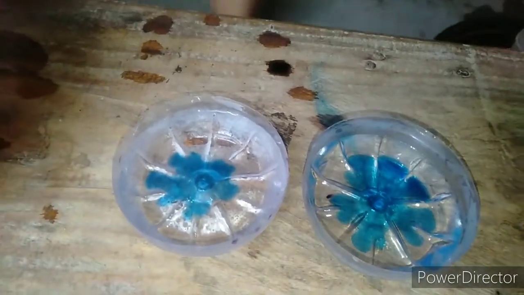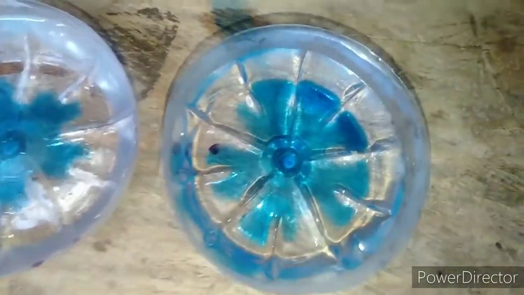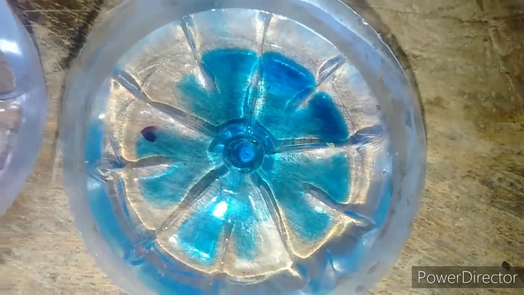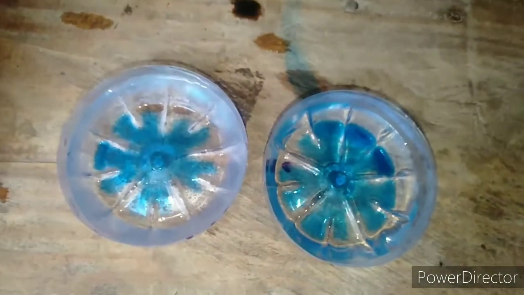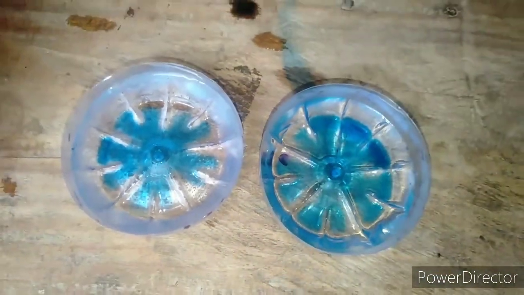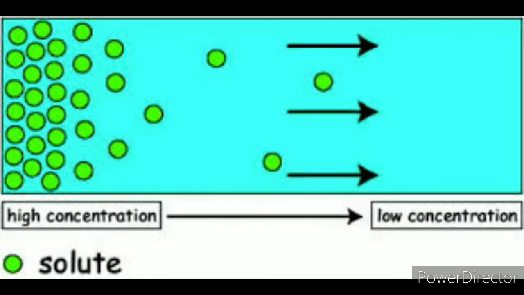We can see the colored liquid spreads faster in hot water than in cold water. It is because the energy from the hot water makes water molecules move faster. This is how diffusion works. Diffusion is a process where molecules from a material move from an area of high concentration to an area of low concentration.